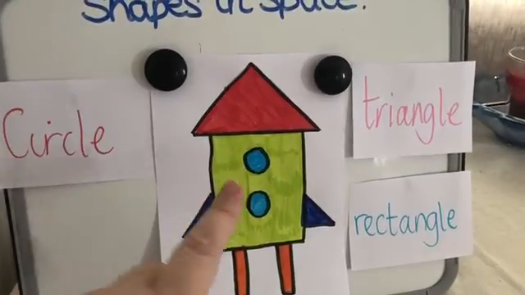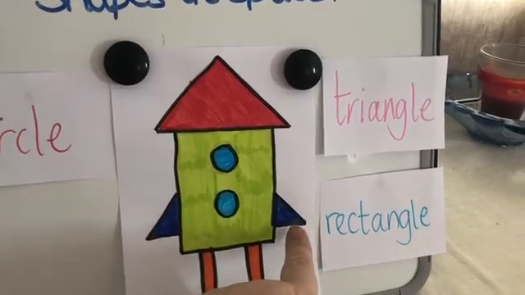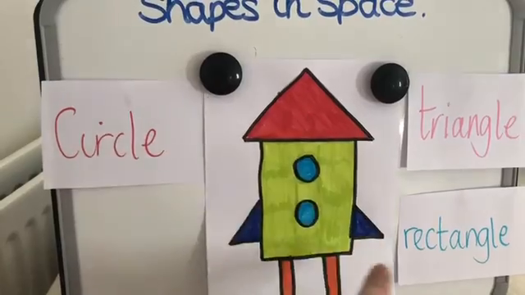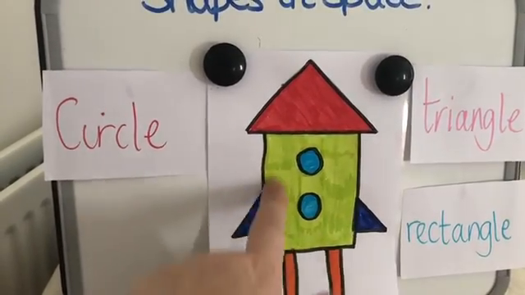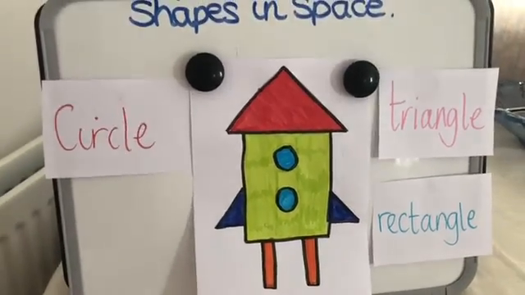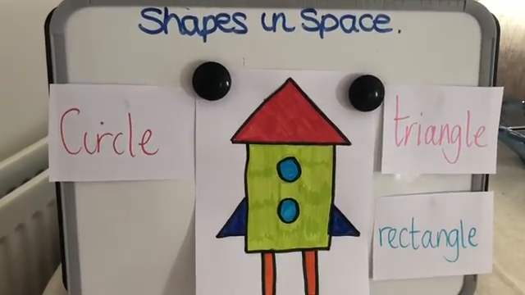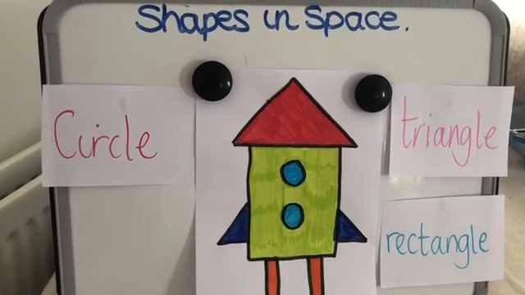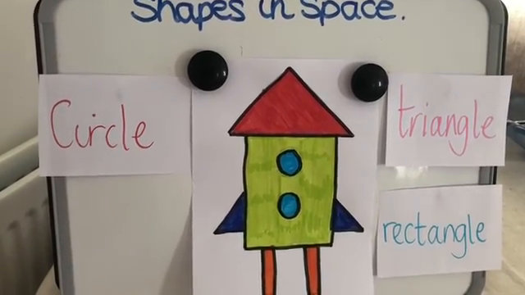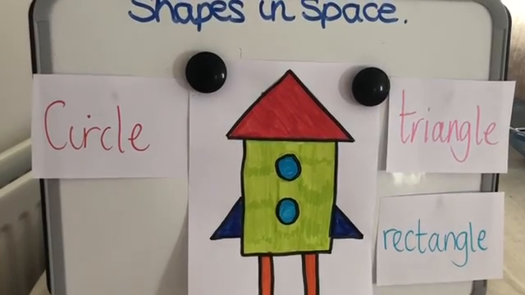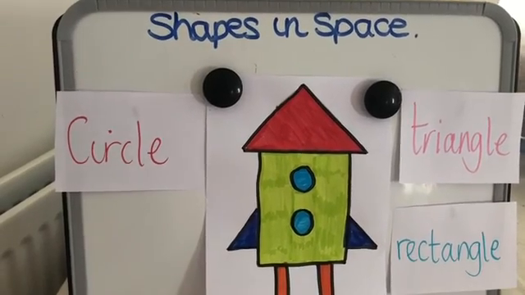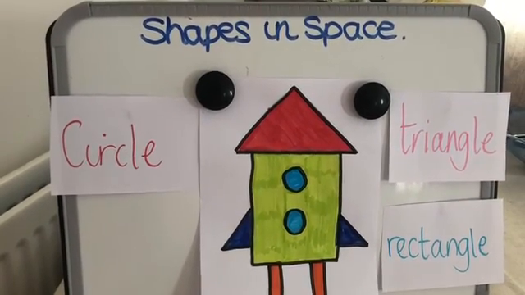So we've got the triangle here and here. We've got the circle here and here, and a triangle here. This in green is the rectangle, and these in orange are also rectangles. So what I'm going to do with this rocket is cut it up into triangles, rectangles, so that we can put it back together again, just like a puzzle.